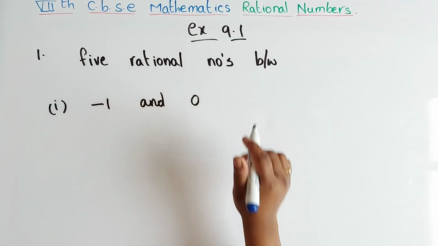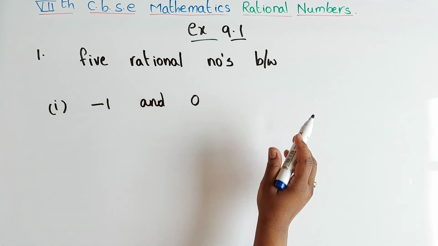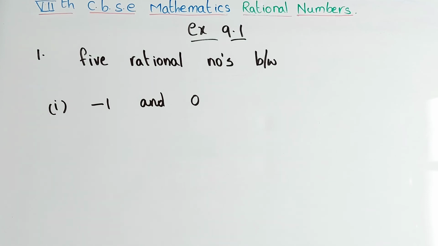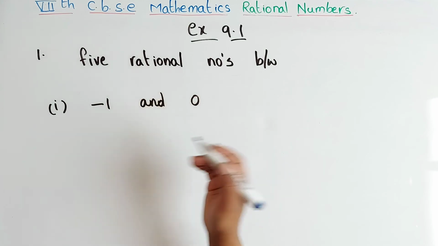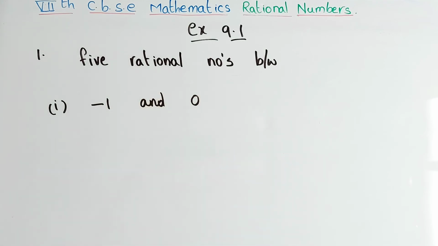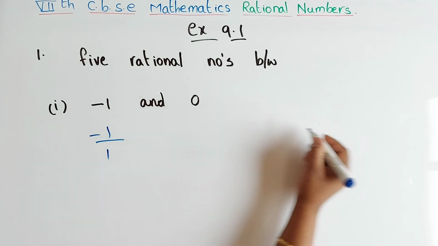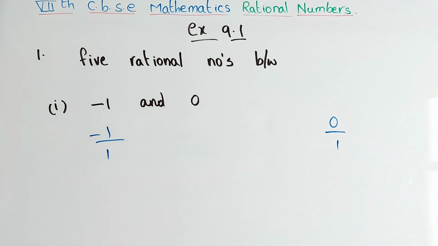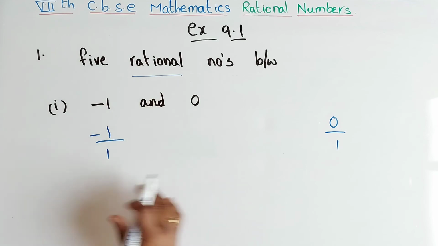Let's start exercise 9.1, children. First question, list 5 rational numbers between. First one, minus 1 and 0. First we will write these numbers in the form of rational numbers, that is P by Q. This one minus 1 by 1, and this one I can write as 0 by 1. 0 by 1 anyway is 0 only, and minus 1 by 1 anyway is minus 1 only. Right, children? Now we want 5 rational numbers in between.